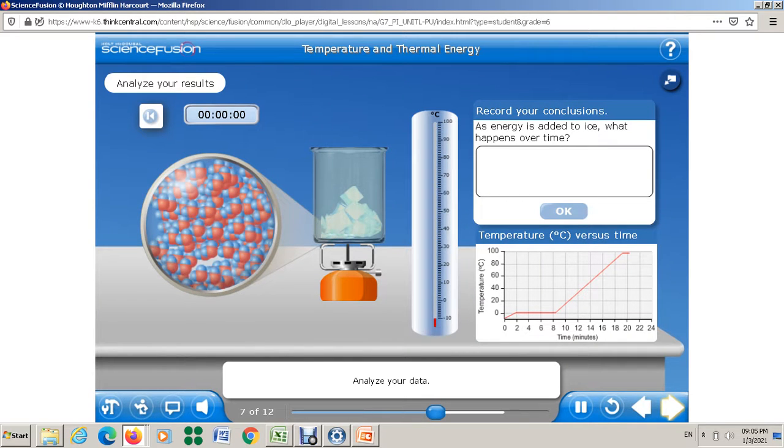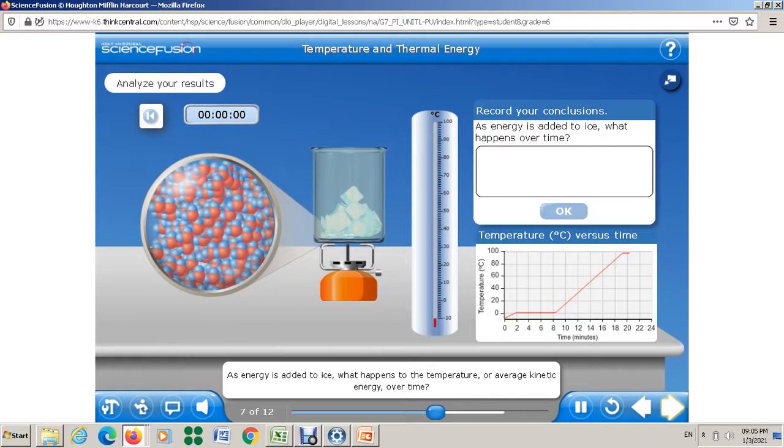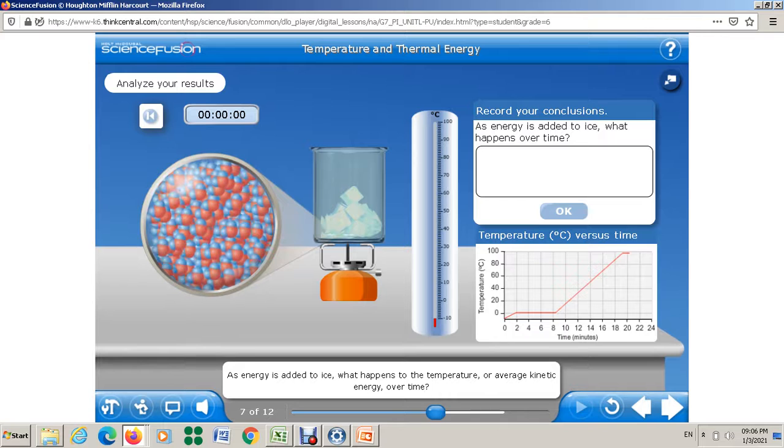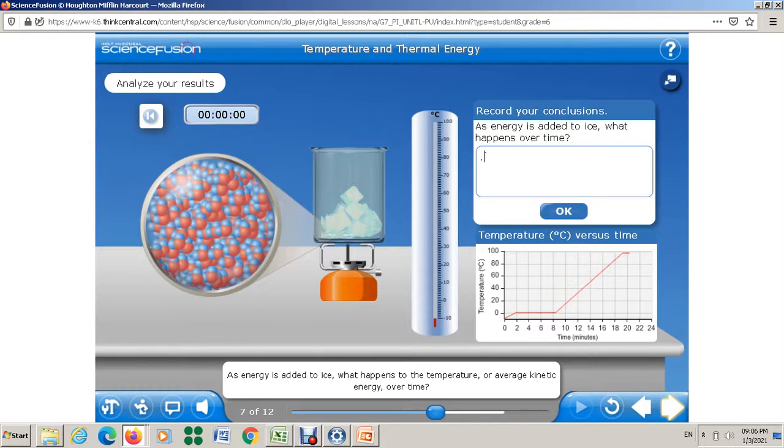Analyze your data. As energy is added to ice, what happens to the temperature or average kinetic energy over time? What happened when I added heat? What happened to the particles, the thermal energy? What happened to the temperature? Write your observation from the experiment. What did you see? You have to explain this.